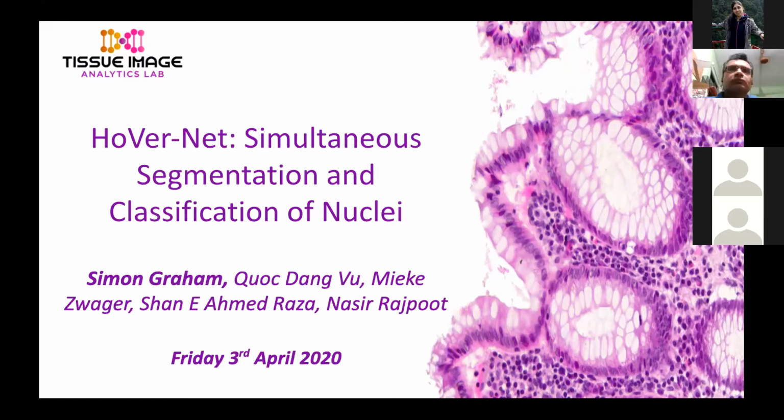My name's Simon Graham. I'm a final year PhD student at the University of Warwick in the Tissue Image Analytics Lab, and I'm going to present our solution to the challenge where we used HoverNet, which is a network for simultaneous segmentation and classification of nuclei. This work was done in collaboration with Dang Vu, Mika Zwega, Sean Raza, and Nasir Rajput.